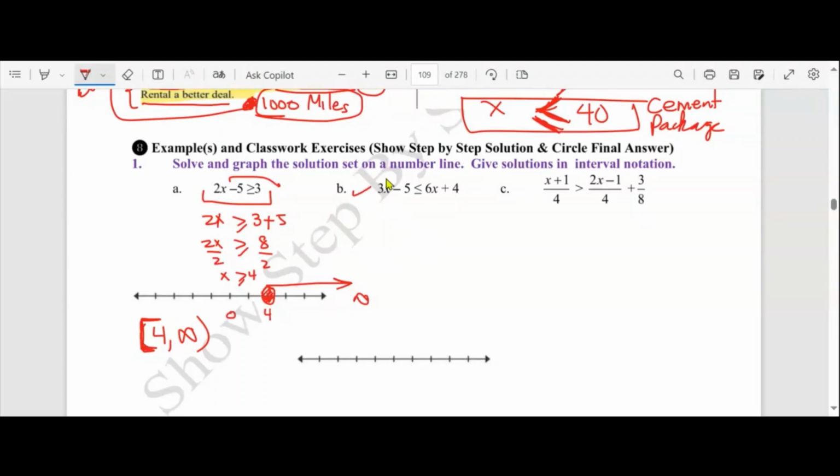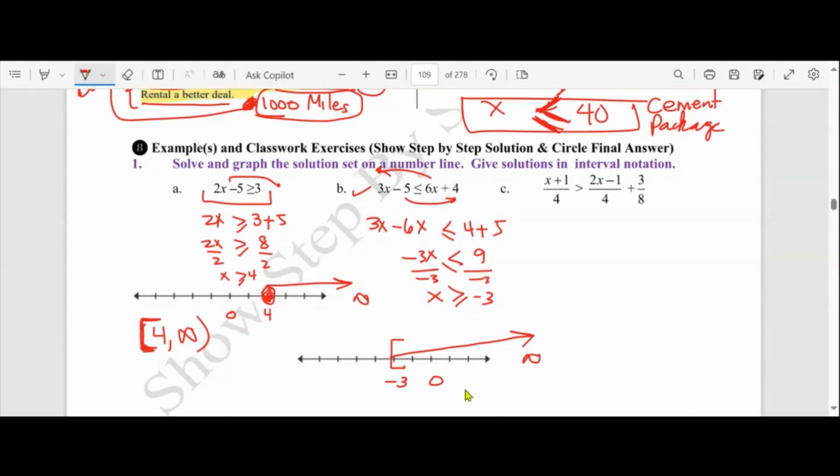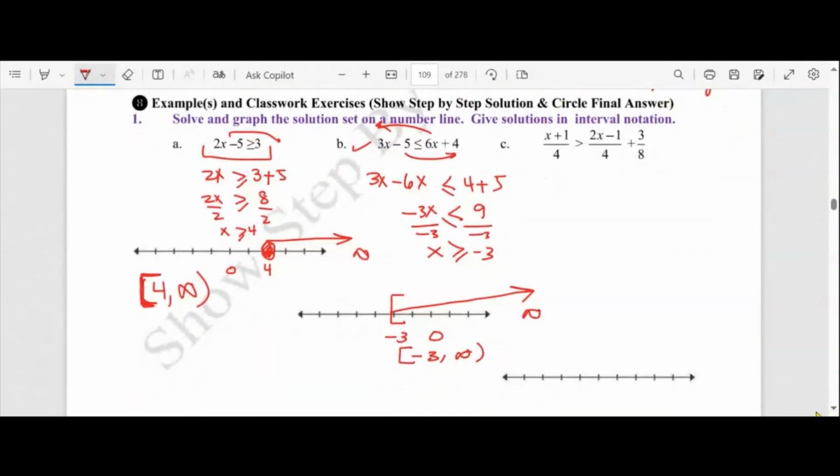This one. 3x minus 5 less than or equal to 6x plus 4. Combine like terms. What should I do? Divide by -3. And then what happened? -3x. Where is -3? Open or close? Close. Going to where? Is this clear? No. When do we flip the sign? If we divide by a negative. Yes, when you divide by a negative number, you change the sign. Clear?